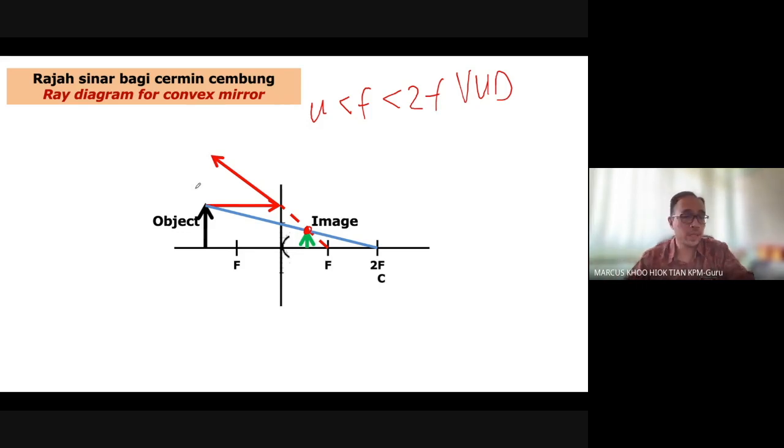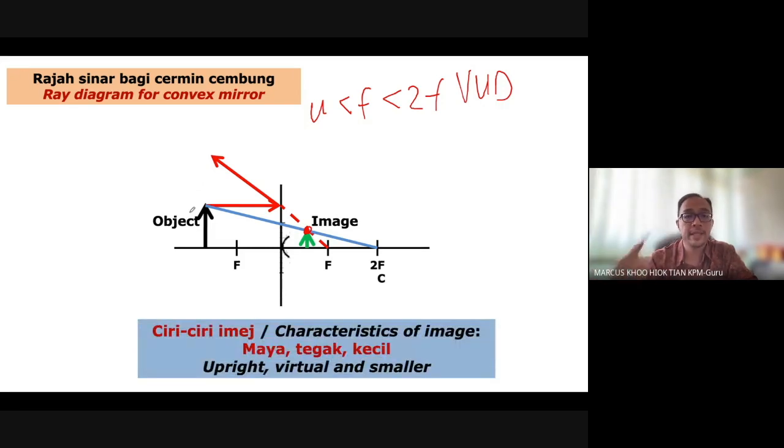And just like the concave lens yesterday, concave lens, convex mirror, wherever you put it, has the same characteristic, which is virtual because it's behind the mirror, upright because it's facing the same direction as the object, but it is diminished. Sorry, let's not use the word smaller. Diminished, because it is smaller.